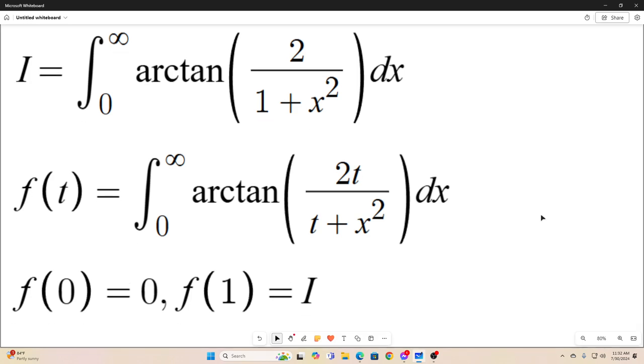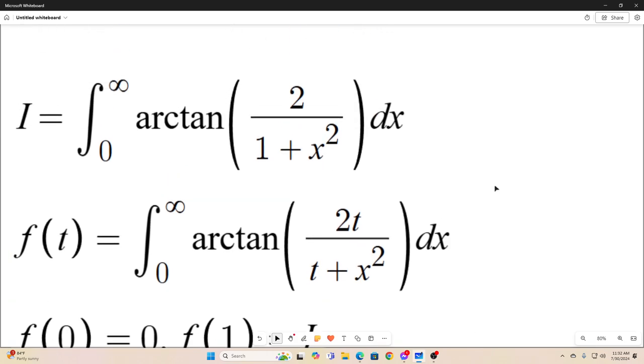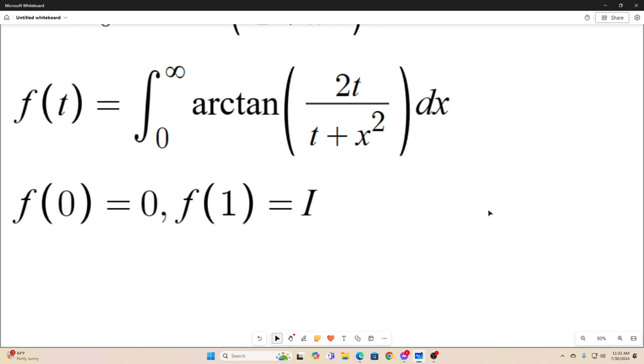Okay. So, the next thing we want to do is note that if we evaluate our function of t at the point 0, we'll get 0, because arctangent of 0 is 0. And if we evaluate it at the point t is equal to 1, we get back our original integral.